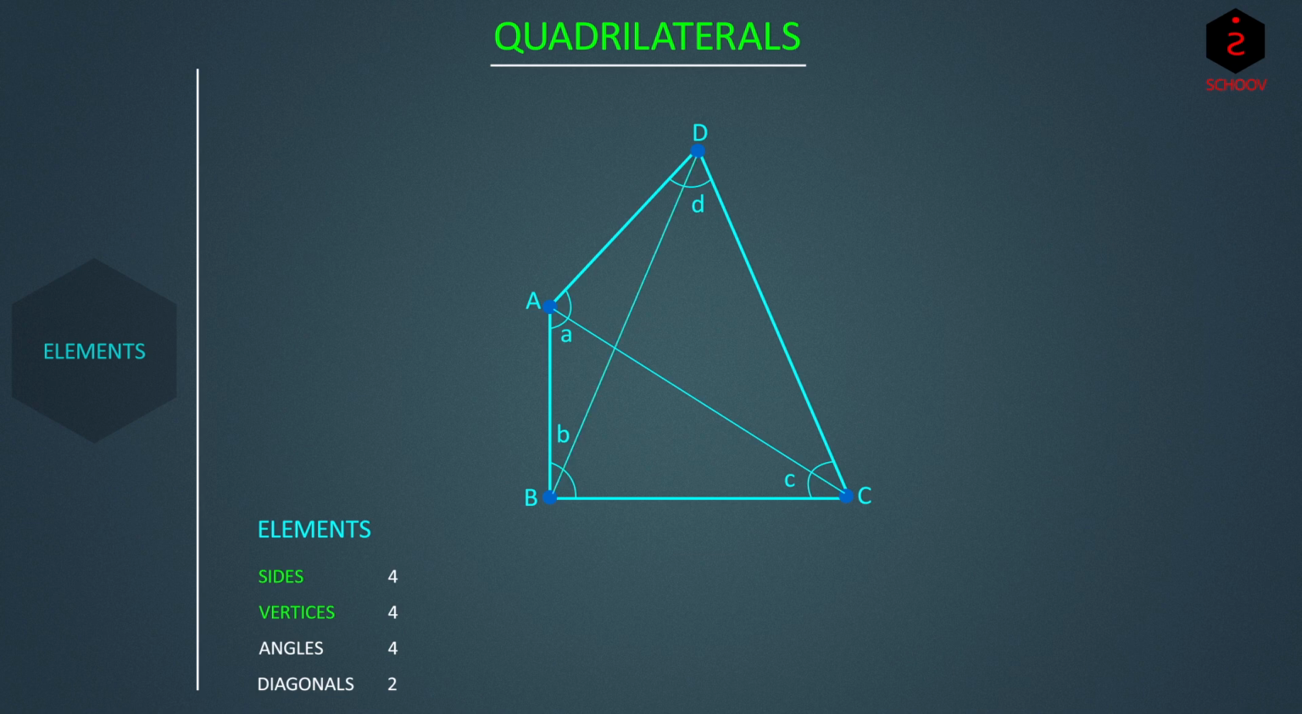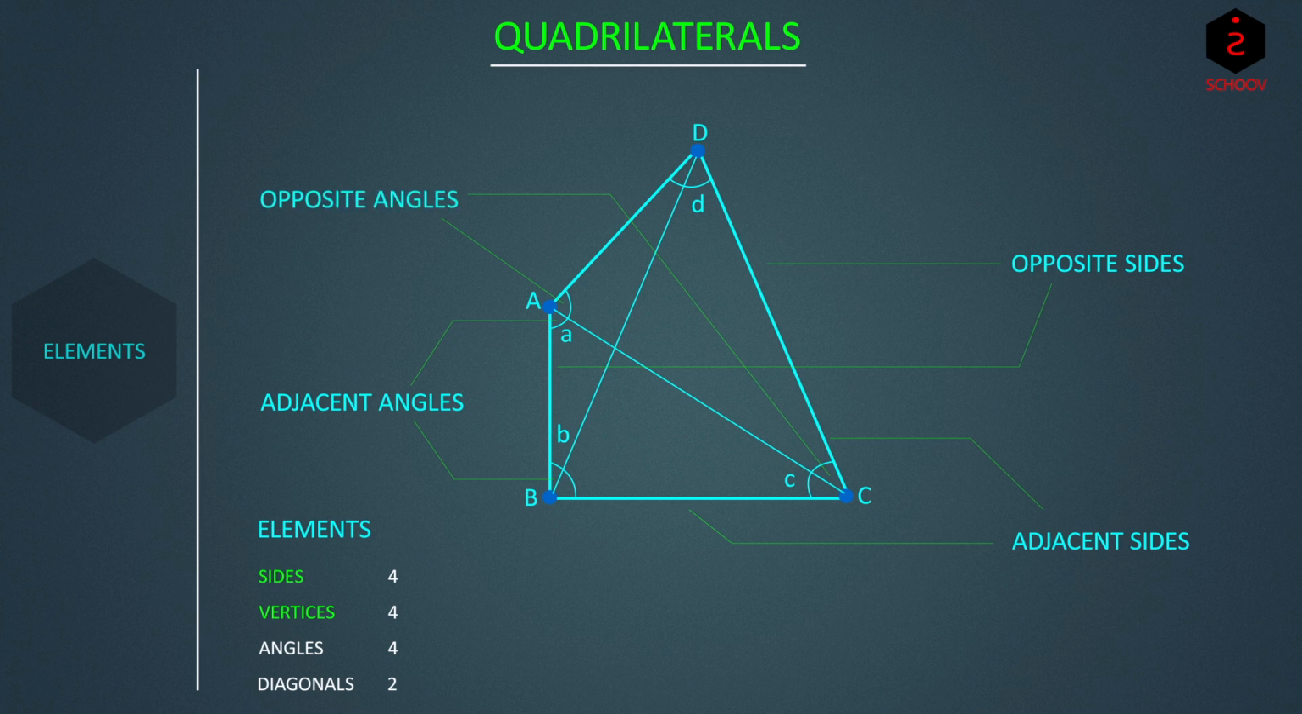Sides such as AB and BC or BC and CD are adjacent sides which touch each other. Adjacent meaning side by side, whereas sides such as AB and CD are opposite sides which do not touch each other. Similarly, angles on the same side such as A and B are adjacent angles, and angles not on the same side such as A and C are opposite angles.